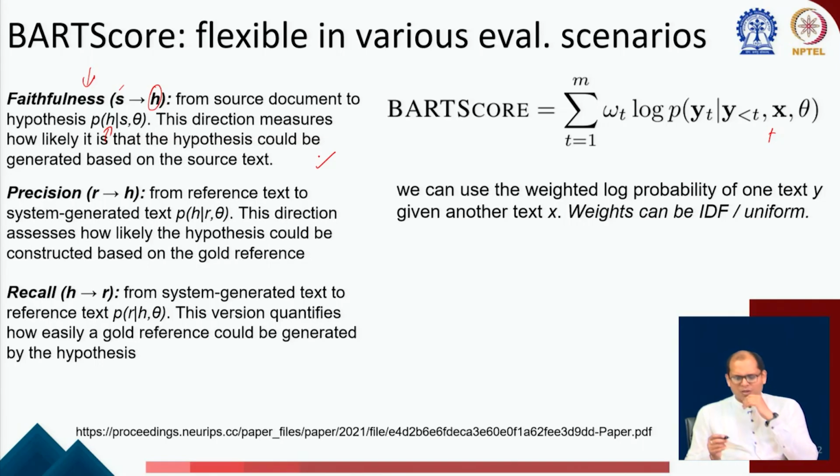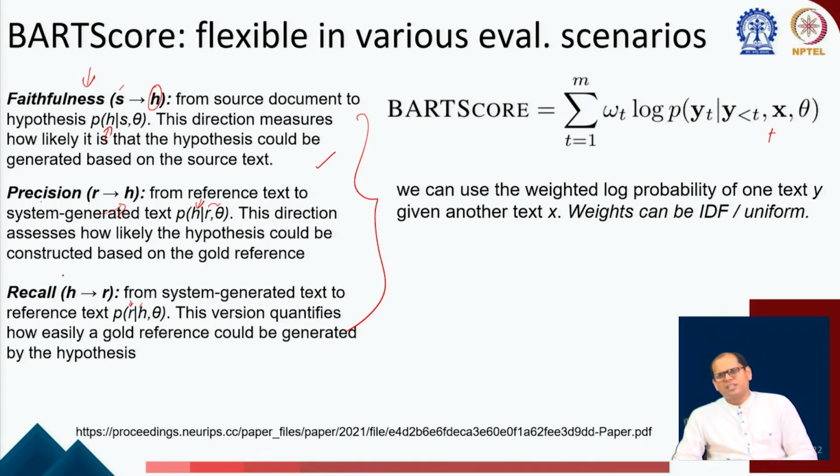Similarly, precision is whatever you're generating, is it coming from the reference? So you will say from reference generating the hypothesis. That's your precision. So probability of hypothesis given the reference and the language model parameters. And the recall will be, given the hypothesis, can I get back the reference? So what is the probability of the reference given the hypothesis? That will be the recall. So they had these 3 different nice ideas. They also computed the F1 measure by taking the precision and recall together. So BARTScore is another evaluation measure.